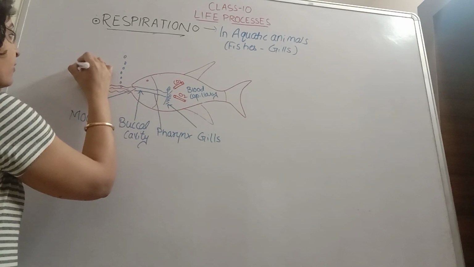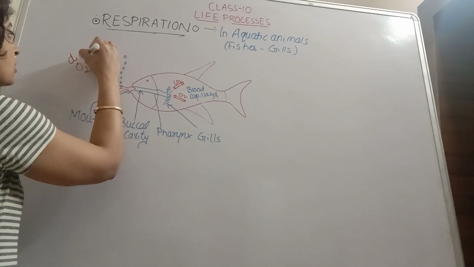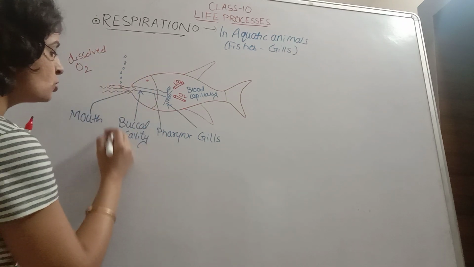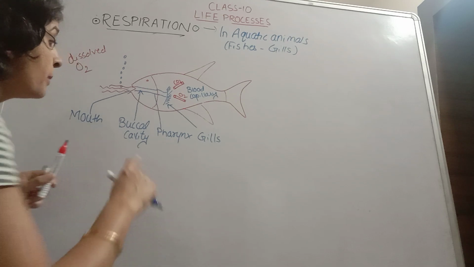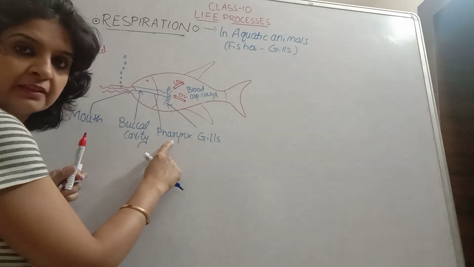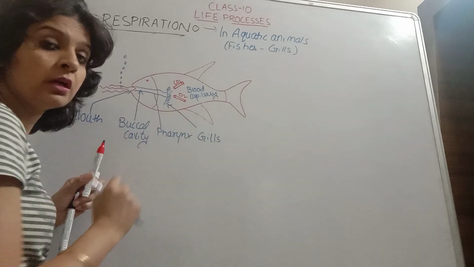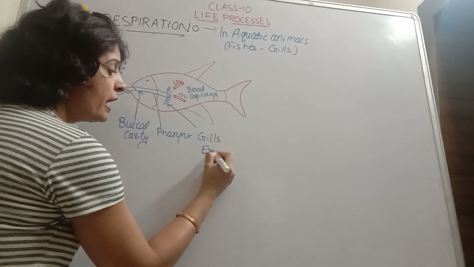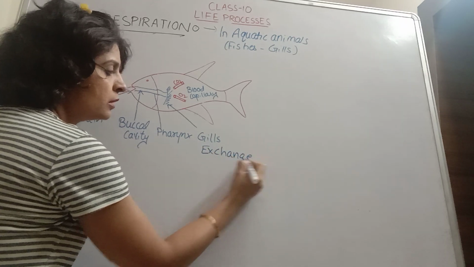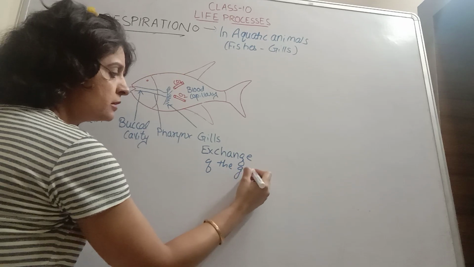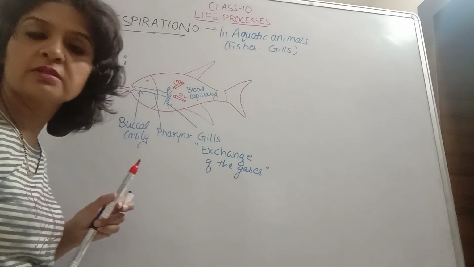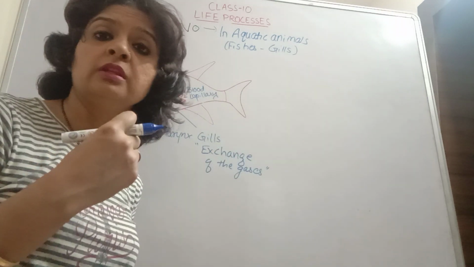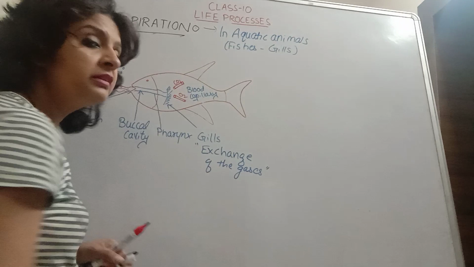Water which has the dissolved oxygen enters the mouth. From the mouth, it is carried to the buccal cavity. From the buccal cavity, it moves to the pharynx. From the pharynx, it moves to the gills. Now, the gills are the place where exchange of the gases takes place. If exchange of gases is going to take place, there is definitely something which will receive the oxygen, and that is nothing but the blood capillary.